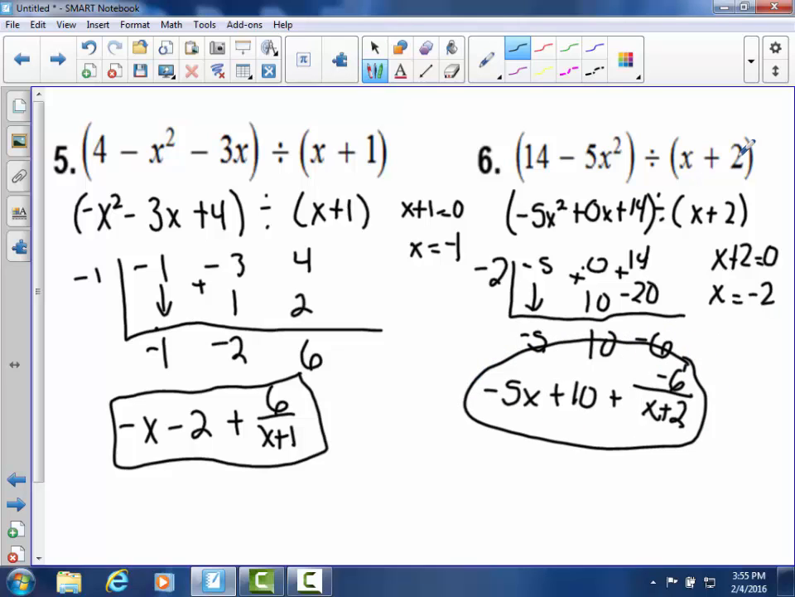Alright, so now you're to work on 7.4 puzzle time, and the joke is, why did the acrobat join the circus? And you're going to find out. Alright.